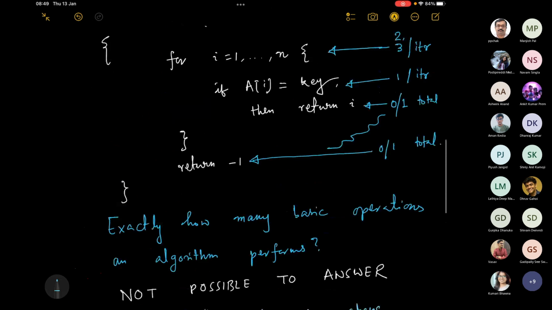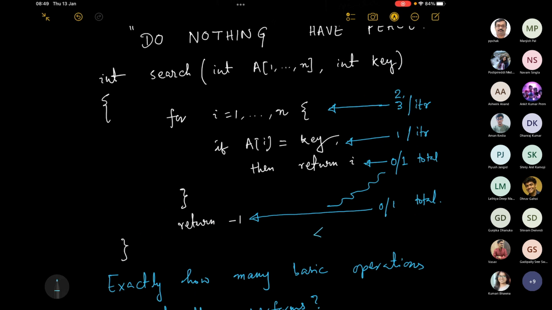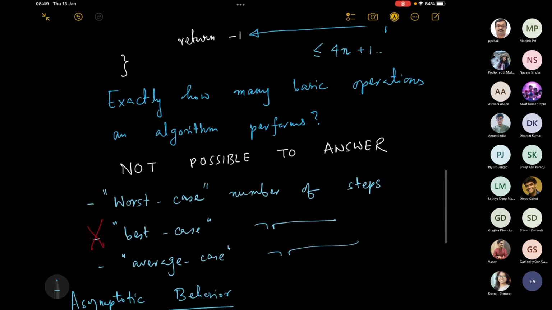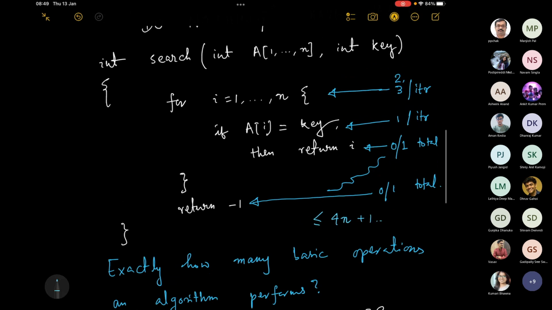But here also you see, let me write this way, the number of operations was less than or equal to 4n plus 1 or something like that. Now, you are not going to write pseudocode forever. When you are writing real software, you will implement this pseudocode in a real programming language, either C, C++, Java, Python, whatever it is.